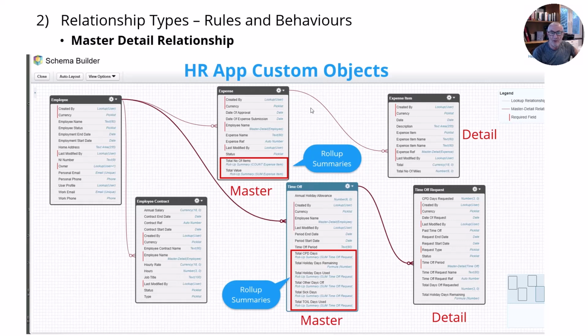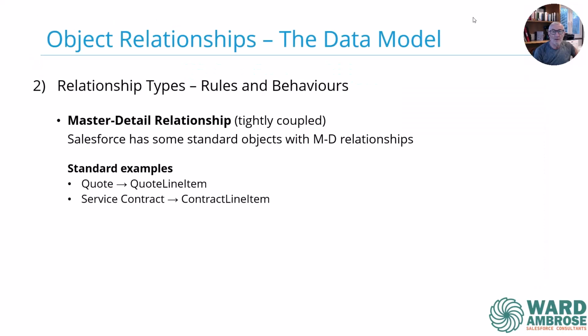One expense claim can have many expense items. One time off record can have multiple time off requests. Be aware that Salesforce does have some standard objects where you can find master detail relationships. Example, the quote object and the quote line item, the service contract object, and the contract line item.